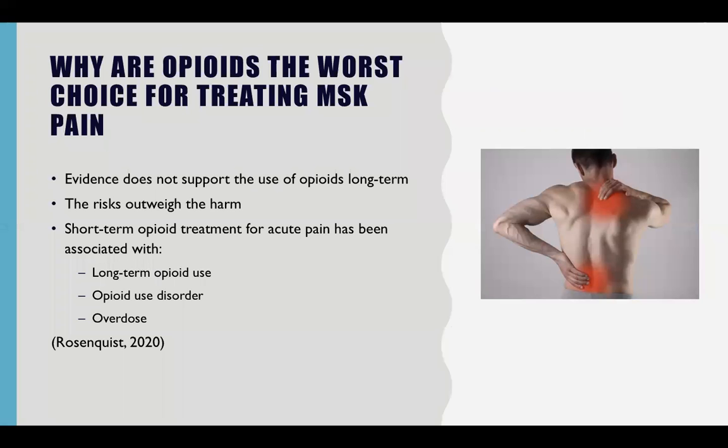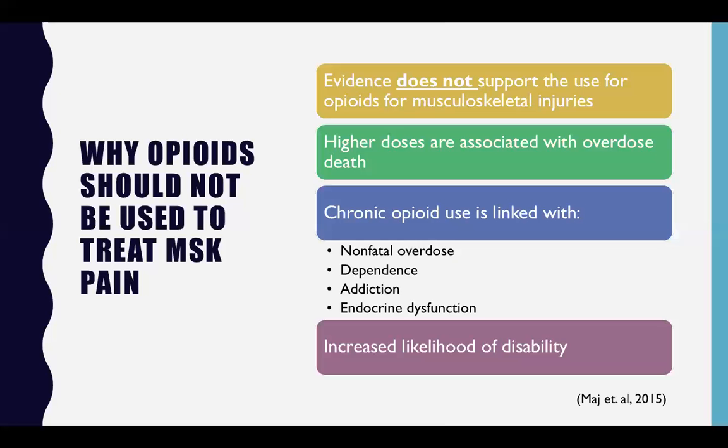So you may be wondering why opioids are so bad for treating musculoskeletal pain. Well, first of all, evidence does not support the use of opioids for long periods of time, and opioids used for new or acute pain can lead to addictions and overdose. As previously stated, with tolerance, increased dosages are required to get that same pain-relieving effect, and higher dosages are known to cause death due to overdose.